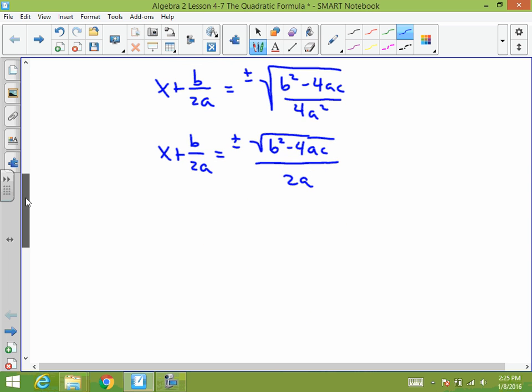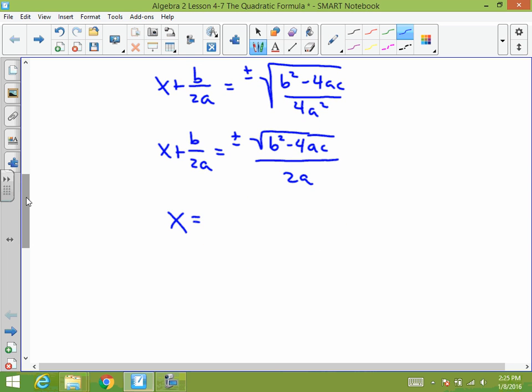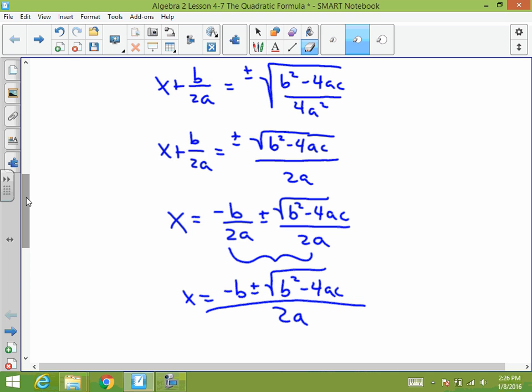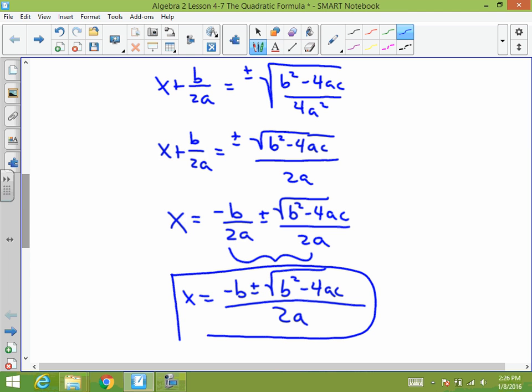The last thing I need to do is solve this for x. So x equals, we subtract the b over 2a, so I have negative b over 2a plus or minus the square root of b squared minus 4ac over 2a. Since these are like terms, we can combine them. So x equals negative b plus or minus the square root of b squared minus 4ac all over 2a. And this is the quadratic formula.